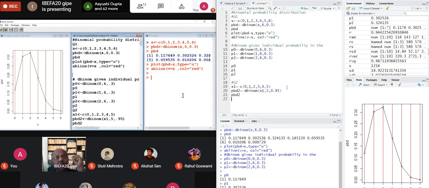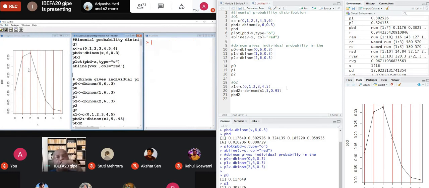I have computed the probability. I have plotted that on the graph. From the graph, at a glance, you can see where is the high probability, where is the least probability, etc. The vertical line and the intersection on the graph gives you the probability for X.